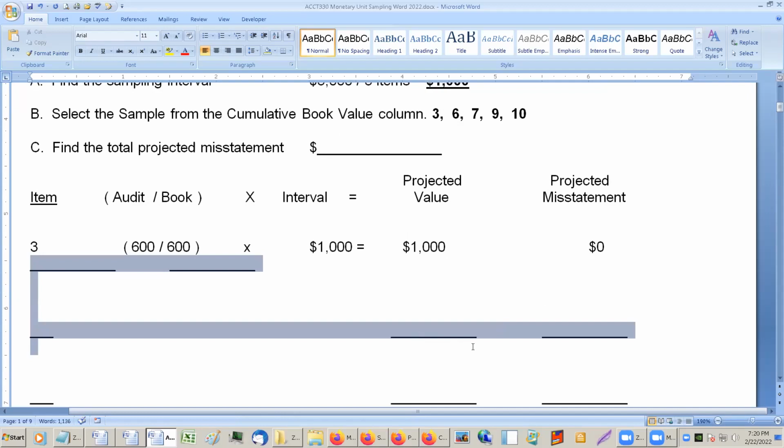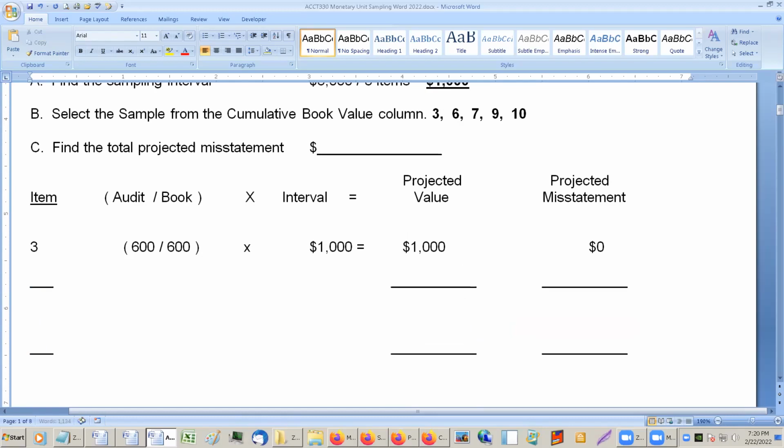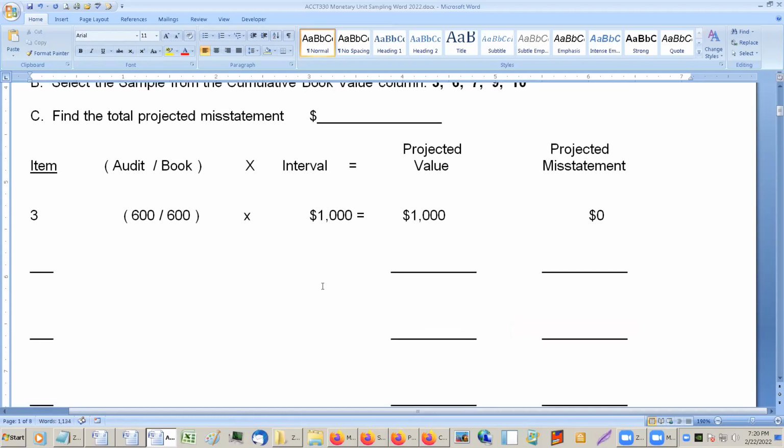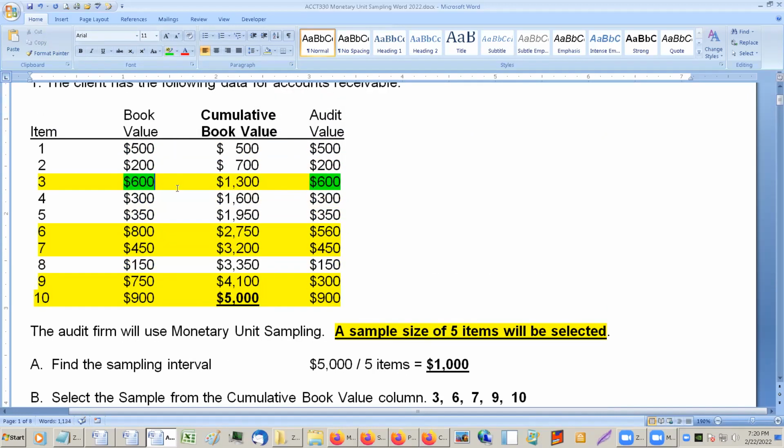Man, did I goof this up? Okay, and so this one is kind of what you'd expect, right? Everything is okay. The audit and the book amount are in agreement, so that's fine.